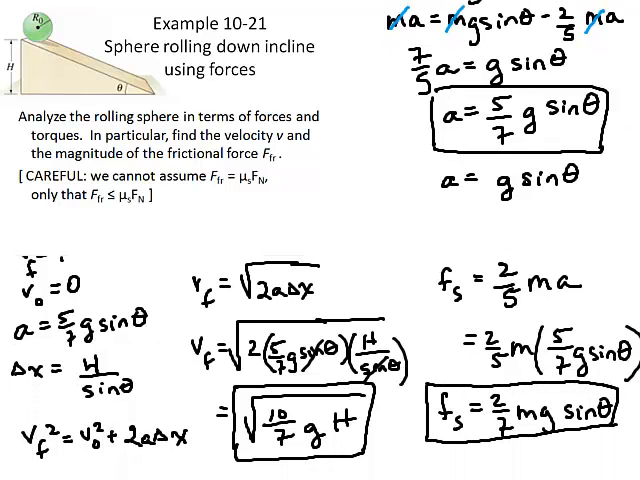This result tells us that if the coefficient of static friction is sufficiently small that it can't get up to this 2/7 mg sine theta, or if theta is significantly large, so that the force of friction is greater than mu s times N, then the sphere will not only roll, but also slip as it moves down the incline. And we'll see problems like that probably next week.